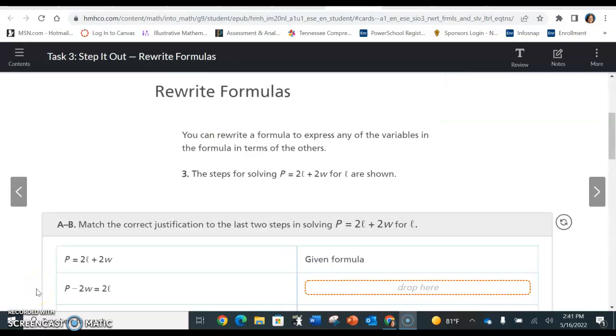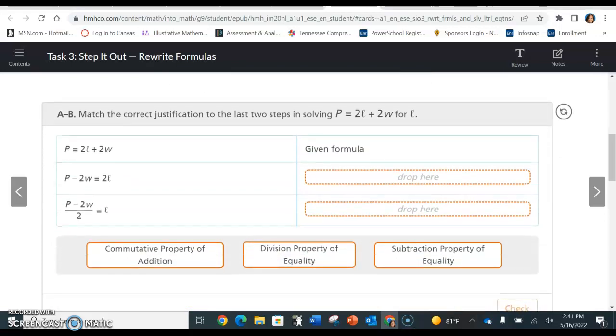Lesson 2.3, task 3, rewrite formulas. You can rewrite a formula to express any of the variables in the formula in terms of the other. The steps for solving P equals 2L plus 2W for L are shown. Match the correct justification to the last 2 steps in solving P equals 2L plus 2W for L.